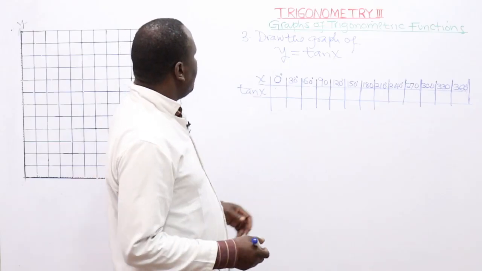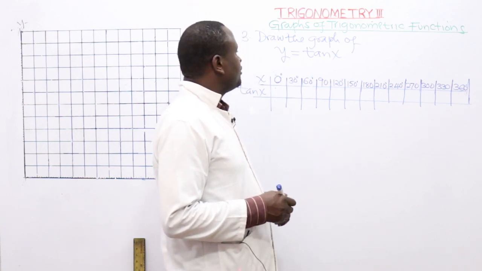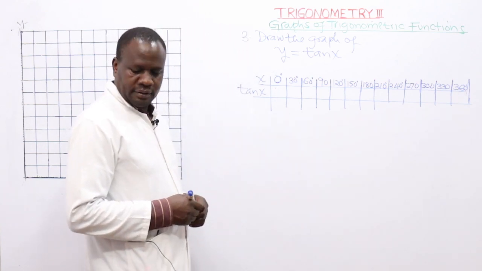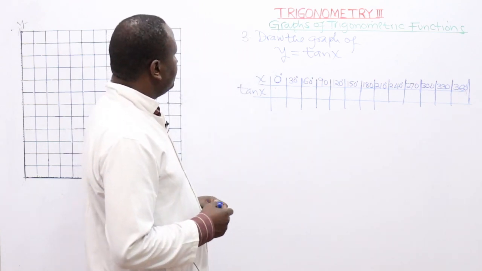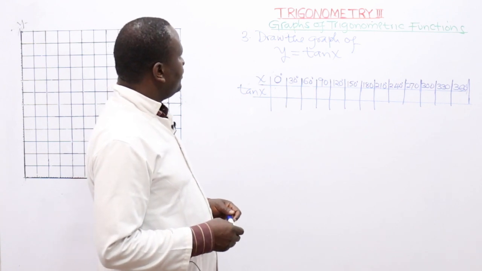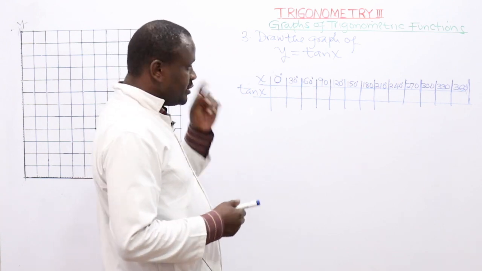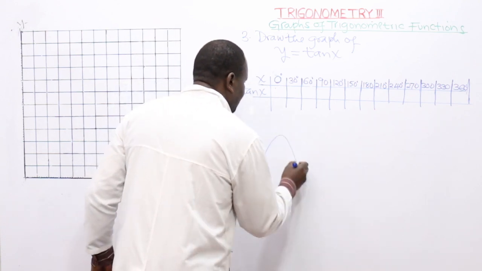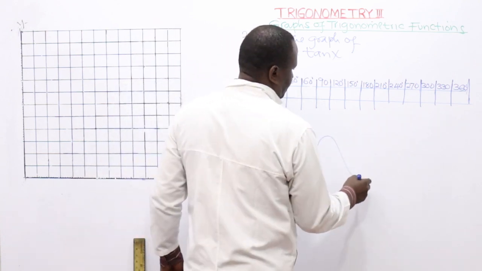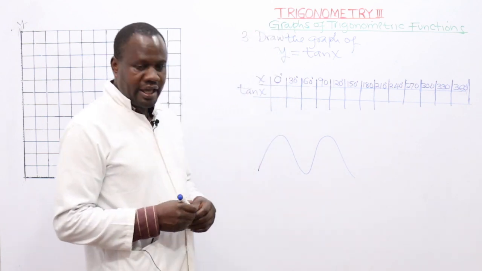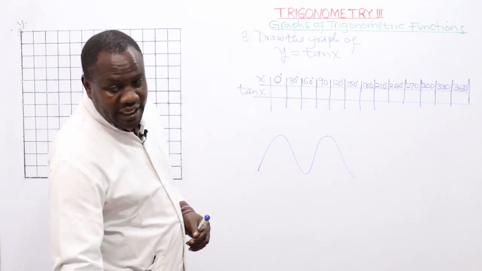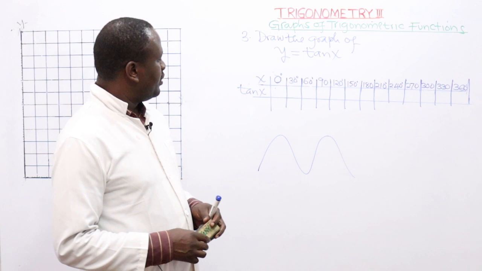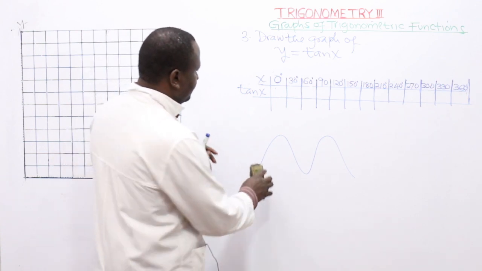So we're going to see how we can draw the graph of y equals tan x. Now, tan x is not a wave like the others. In other words, it doesn't behave like this, because there are places where the values don't exist, as we shall see.